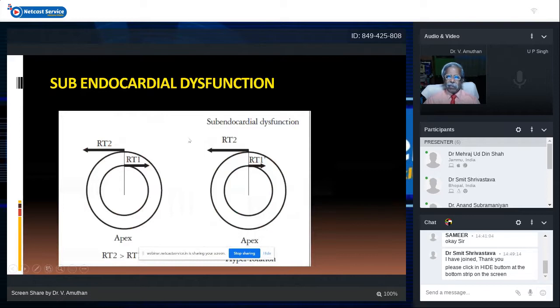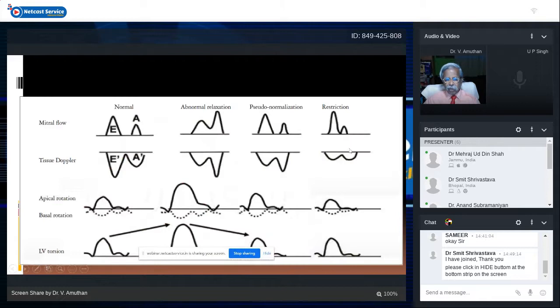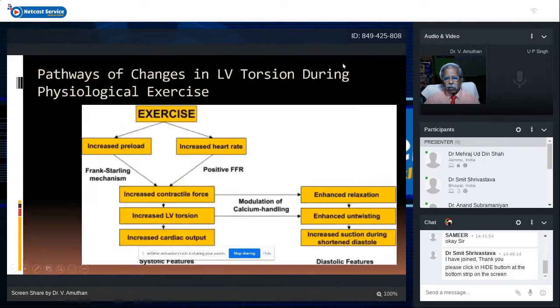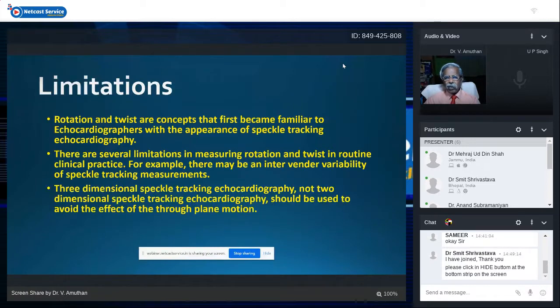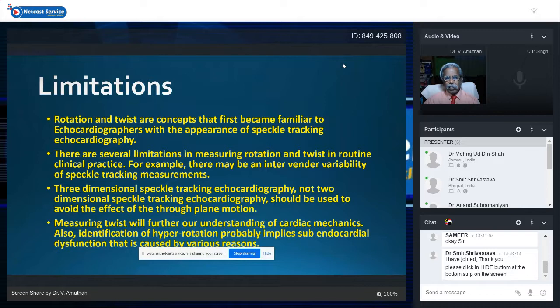In patients with subendocardial dysfunction, it is increased actually. So this is the apical rotation, this is the basal rotation, which is increased with abnormal relaxation, grade 1 diastolic dysfunction. It's reduced with pseudo-normalization. It is further reduced when you have a restrictive morphology. The limitations: these are concepts that first became familiar to echocardiographers with the appearance of speckle tracking. But there are several limitations in measuring the rotation and twist. It is only available with one vendor, and it is not available with all the other vendors. So that is the problem with this.